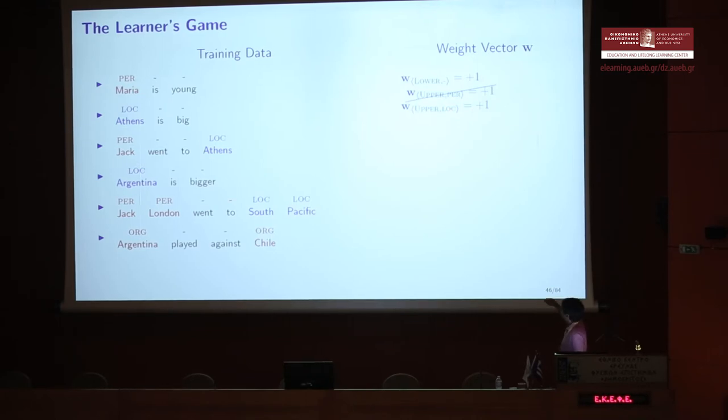So given my data, the most frequent class for uppercase words is location, it's not person, right? So maybe the model should prefer putting weight here, not here, right? Or maybe to both, okay? So how can we solve the other tasks, right? So assume that I gave lots of features, okay?